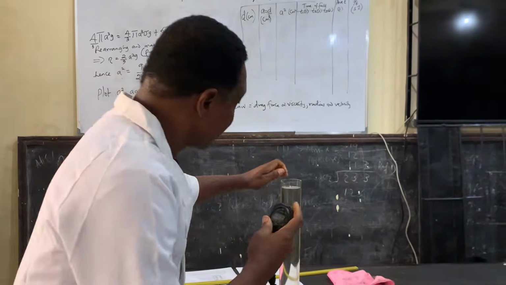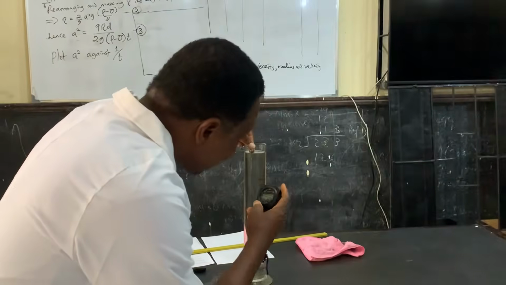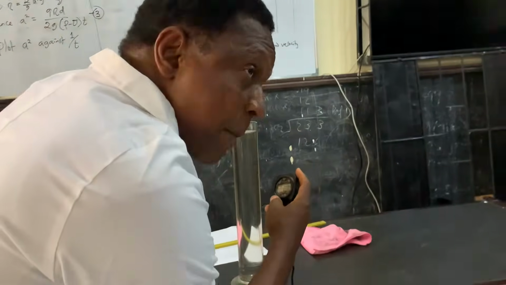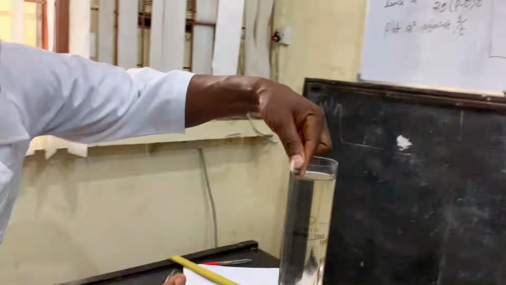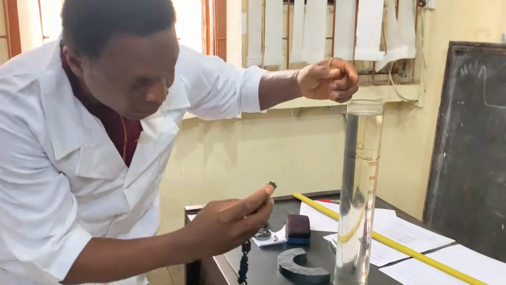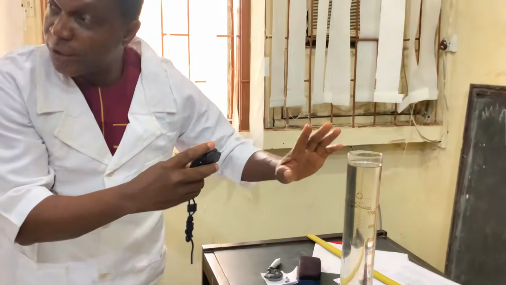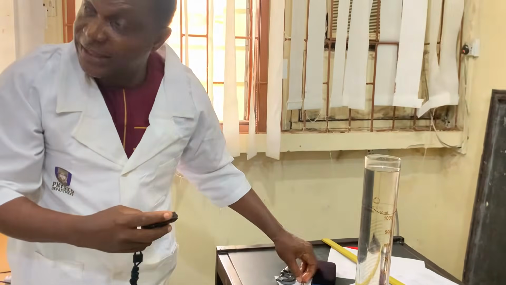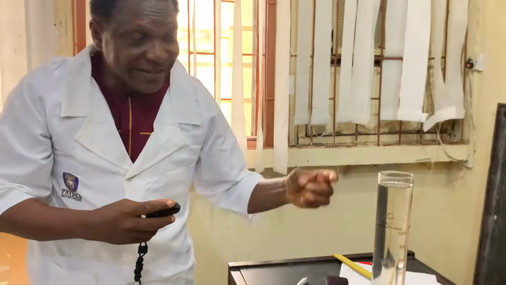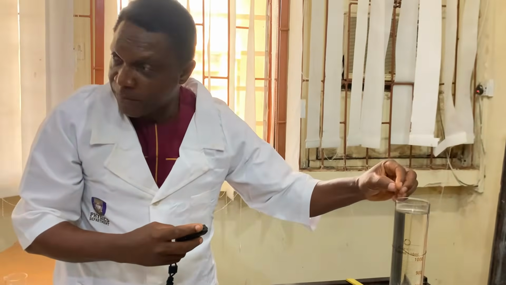So what you do is you keep the ball close to the wall, and as soon as you drop the ball through the fluid, you allow it to start falling, and you take your measurement. But for this particular one, it is too heavy, and this is telling us that this fluid is not that viscous. Exactly.